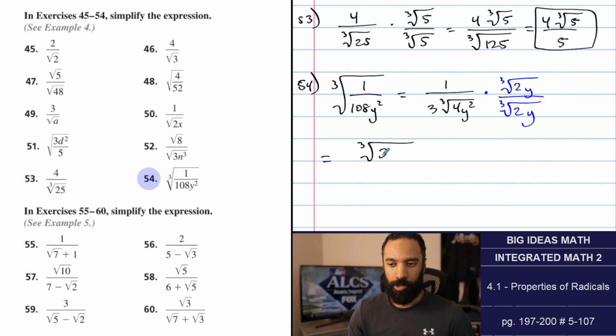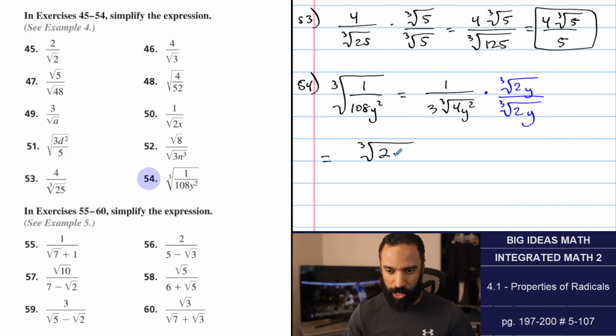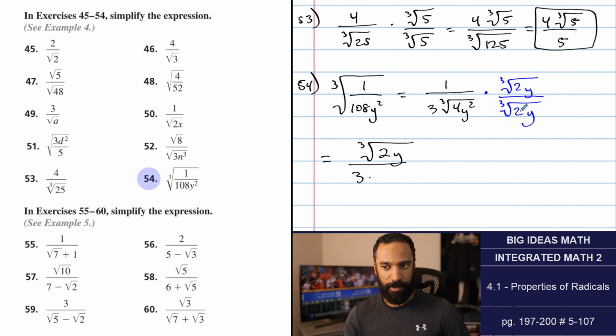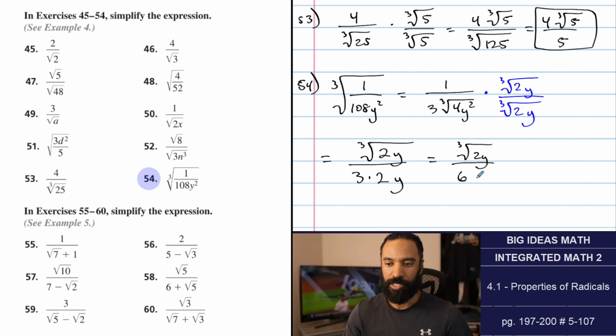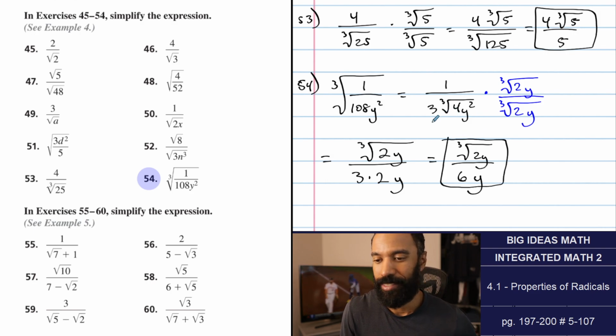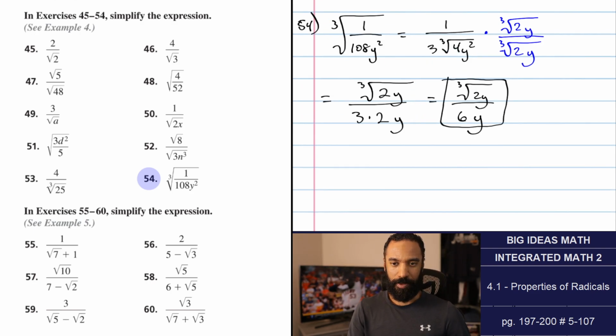I got 1 times this is just this guy, cube root of 2y. So on bottom, check this out. I got 3 times... Why did I multiply by these? Because 4 times 2 is 8, and cube root of 8 is 2. Y squared times y is y cubed, and cube root of y cubed is y. 3 times 2 is 6. You're going to be left with the cube root of 2y over 6y. And that is simplified.